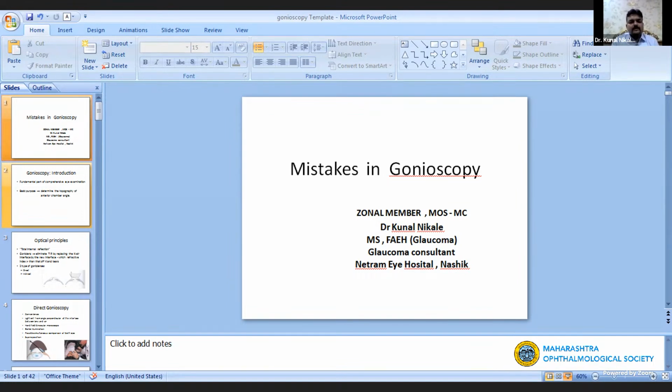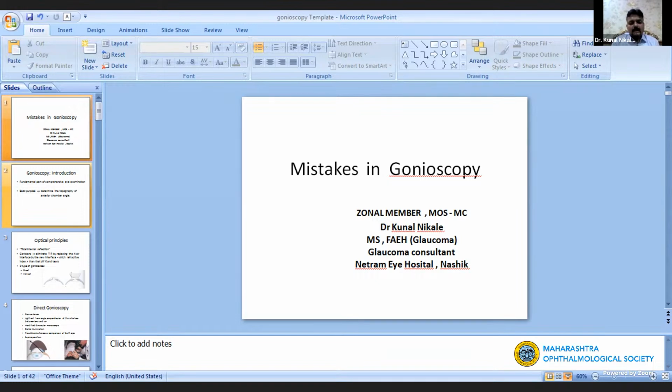Gonioscopy, by introduction, is a fundamental part of comprehensive eye examination, which determines the topography of the anterior chamber angle. Normally the rays from the anterior chamber are not visible due to total internal reflection, and with the help of a gonio lens, we can replace the cornea interface by a new interface of the gonio lens.